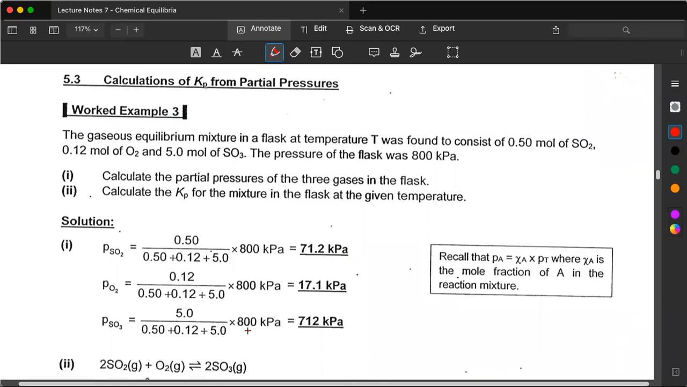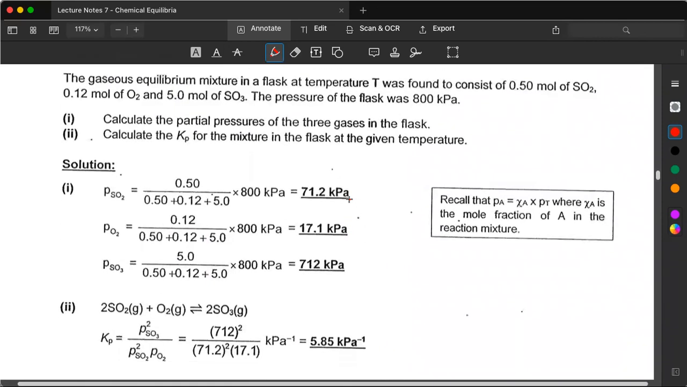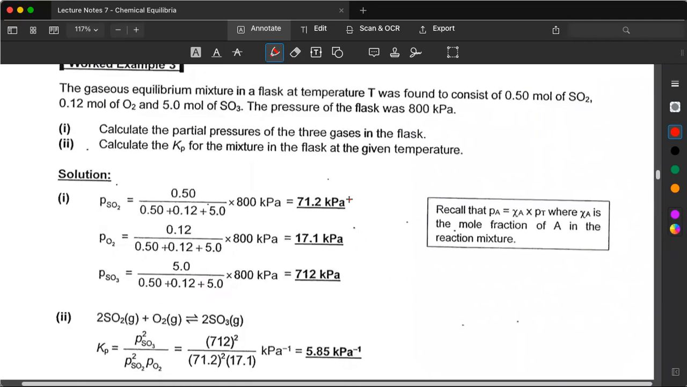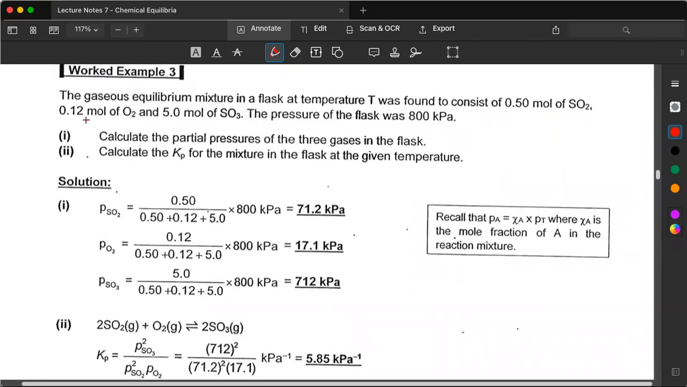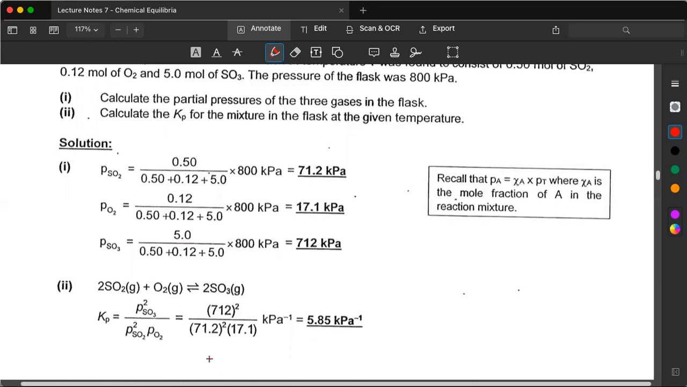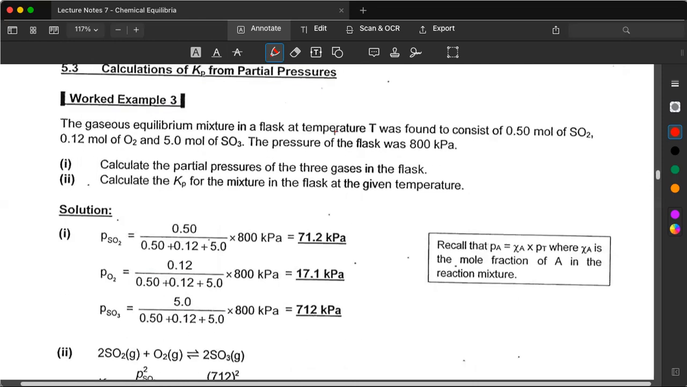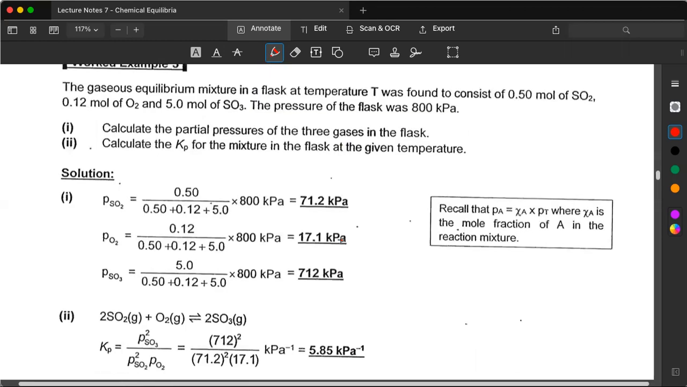Okay, next one. Kp. Okay, so there is no need to do the ICE method because they already say that at equilibrium, this is the number of moles. So make it simple. No need. So you just have to plug in correctly. Be careful of the coefficient, okay? I think students are never really careful of the coefficient.